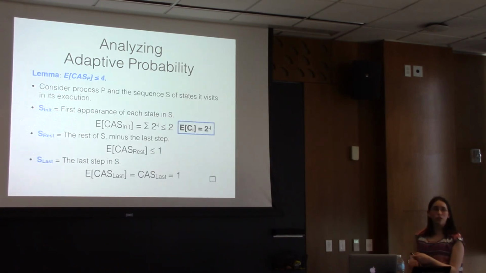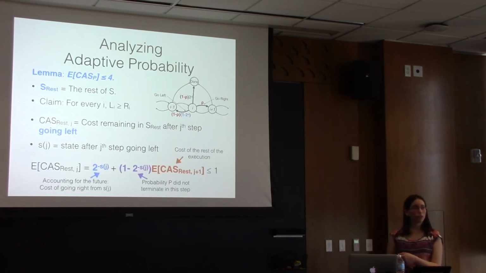So if we go back to our slide, the previous thing, it's at most rho times 2 to the negative s_j, I guess, right? The cost of going right. You're accounting for going back left, right? Yeah. That only happens with probability rho.